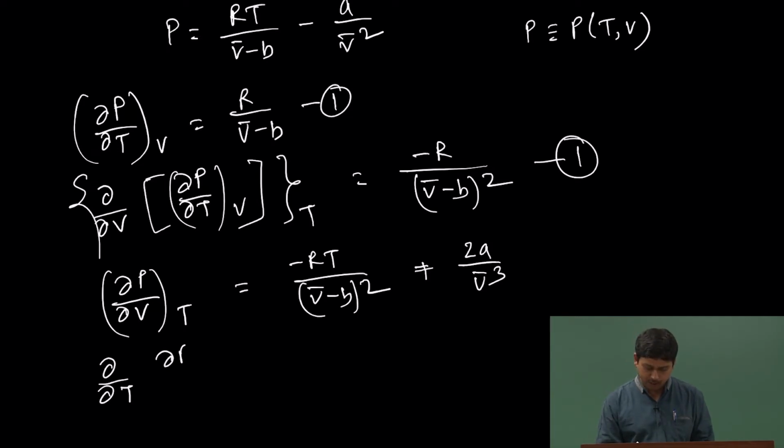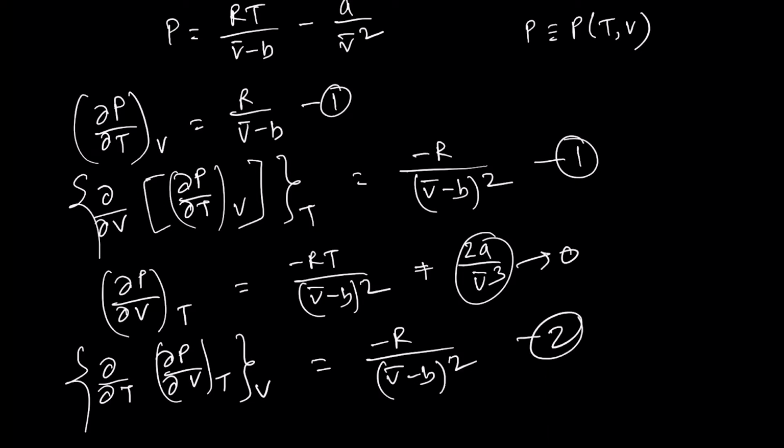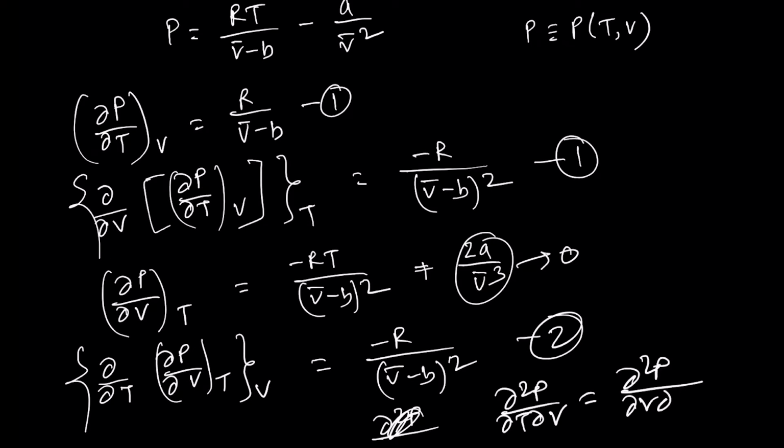Now, let us do the second one. It is with respect to T and at a constant V. So, now V will be constant. Since with respect to T this quantity goes to 0, and this quantity will give you minus R by V minus B whole square, equation number 2. Now, does it match? Do 1 and 2 match? Yeah. So, now we can say that d2P by dT dV is equal to d2P by dV dT, which means P is an exact differential for the van der Waals gas that we have discussed.